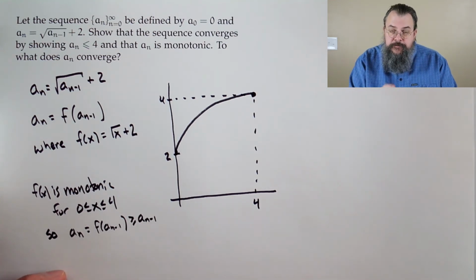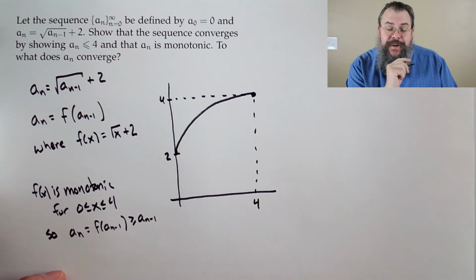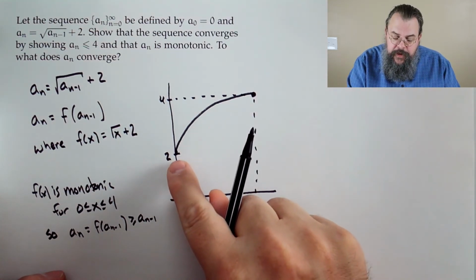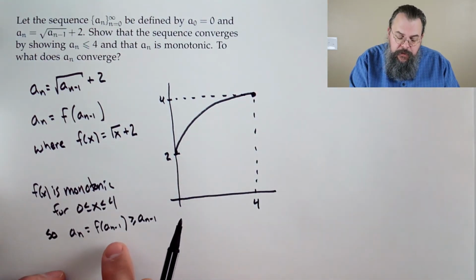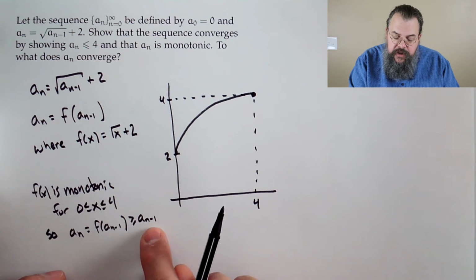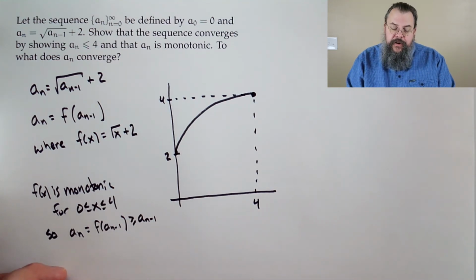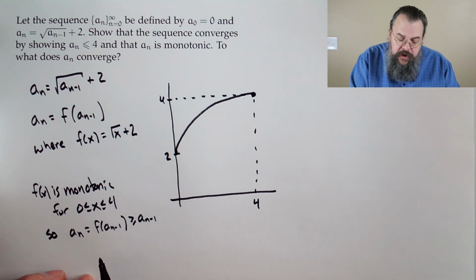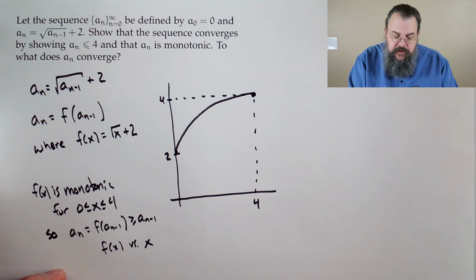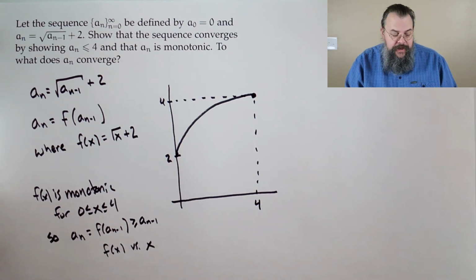Now, I'm going to backtrack here. We don't care that the function is monotonic. What do we have to say? We have to say the function of a sub n minus 1 is greater than or equal to a sub n minus 1. Now, where does the function look at? What do we want to compare? We can think of this as f of x versus x. Well, where is x in the diagram?